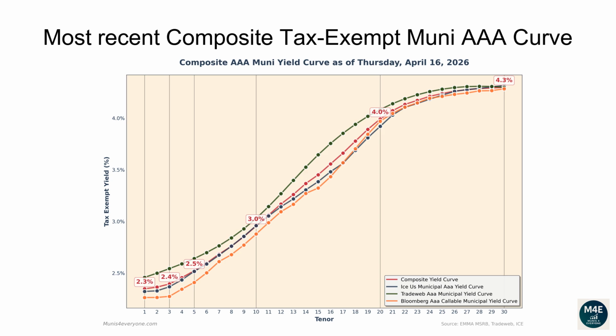The following composite tax-exempt yield curve is based off the most recent ICE, TradeWeb, Bloomberg yield curves that are available on the MSRB website, plus some proprietary extra adjustments, as of April 16, 2026. The one-year composite tax-exempt yield is 2.35%. The two-year yield is 2.36%. The three-year yield is 2.39%. The 5-year yield is 2.52%. The 10-year yield is 2.96%. The 20-year yield is 3.99%. The 30-year yield is 4.3%.